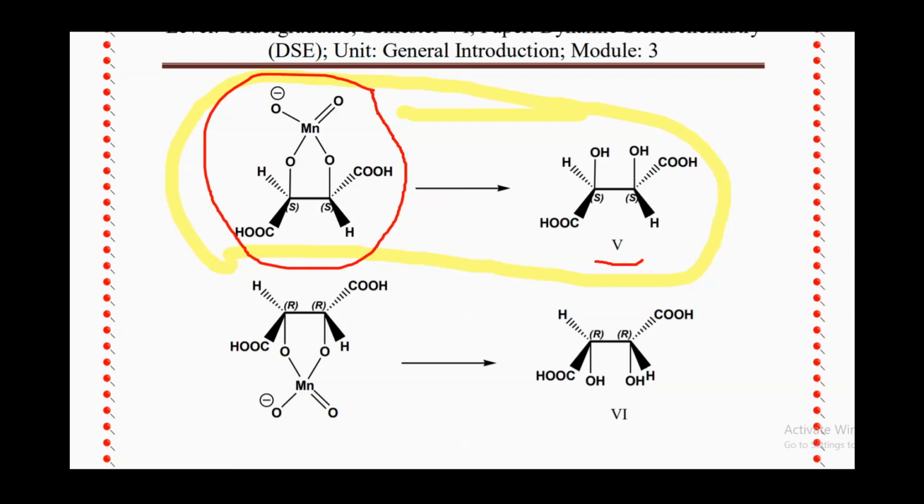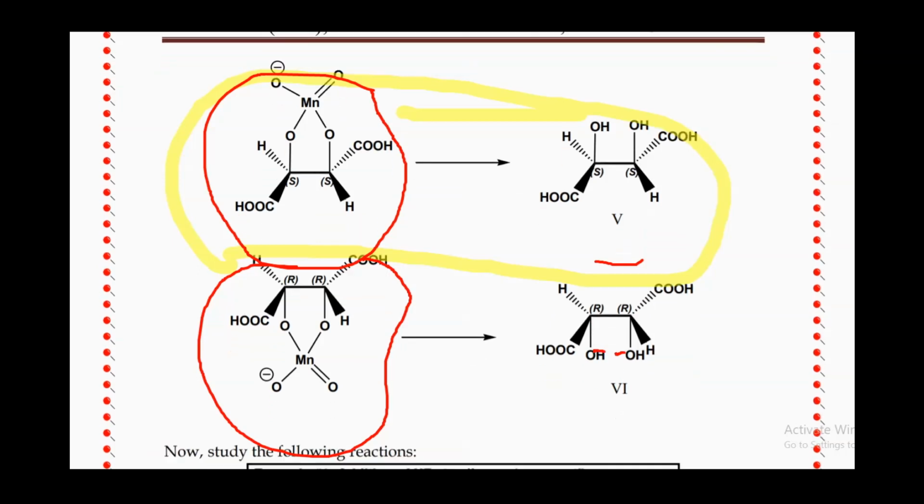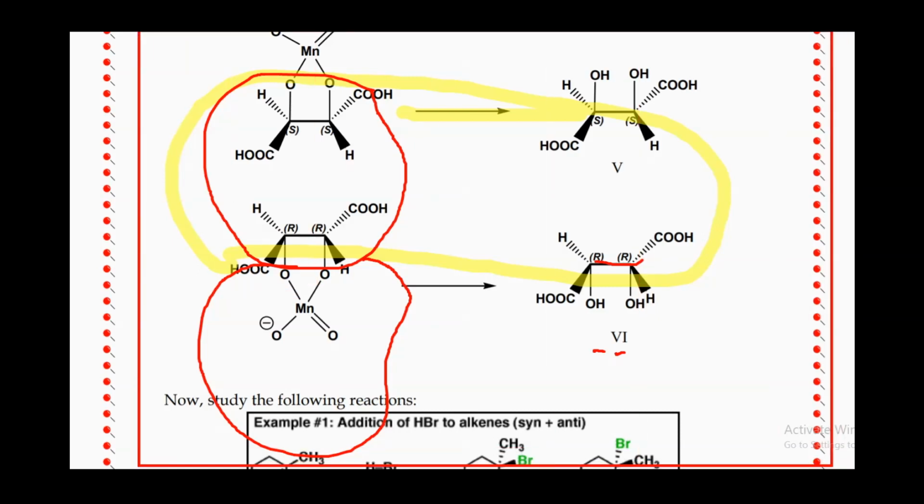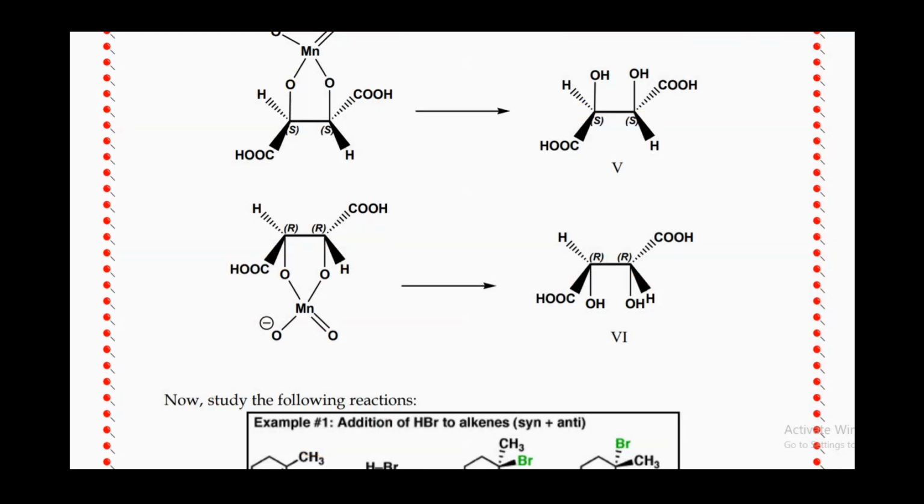Now when the cyclic intermediate is formed on the other face of the fumaric acid, then you are getting the R and the R product. Please mind that 5 and 6 are actually not meso compounds. These are optically active compounds, as you can see. And just look at the reaction. This is 5 and 6 giving SS and RR.